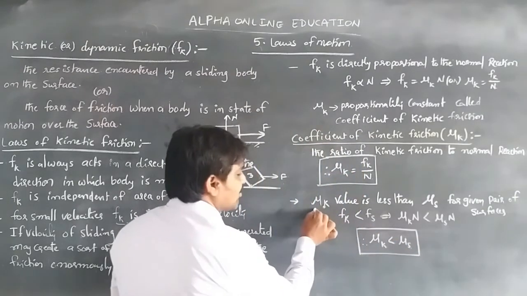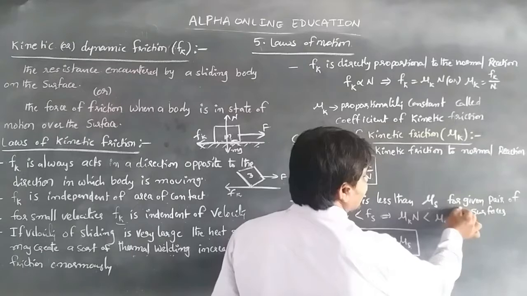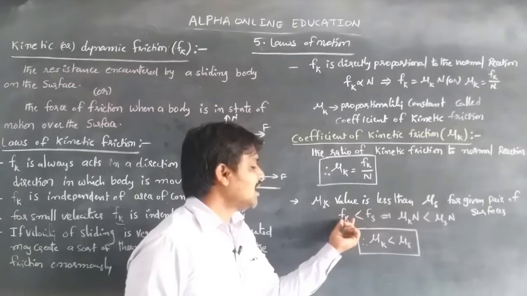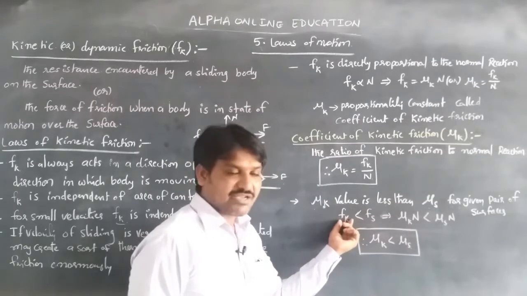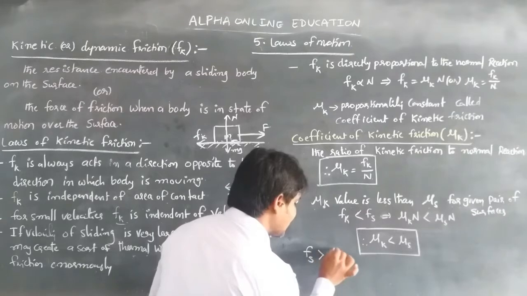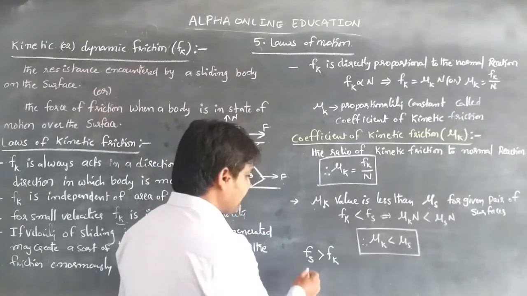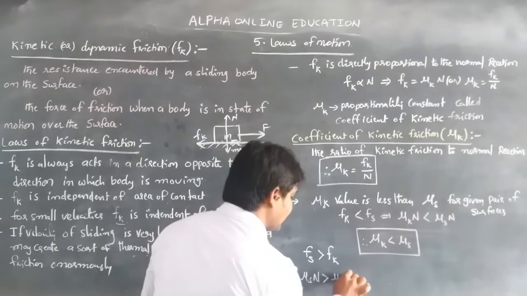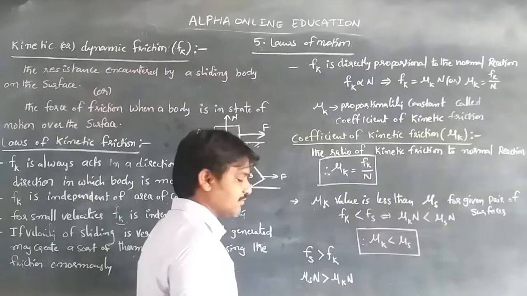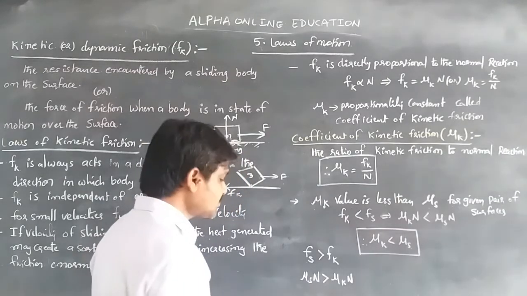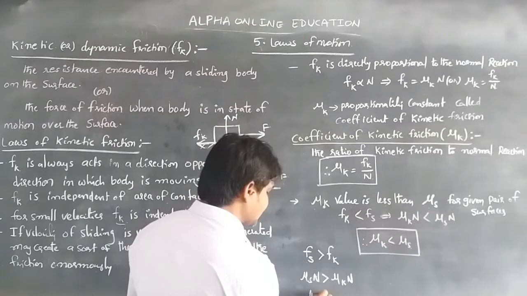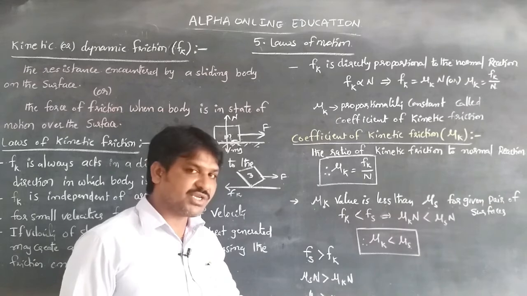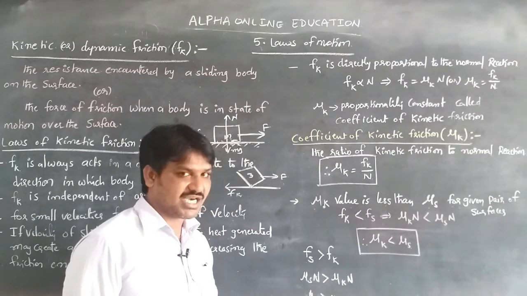So here the mu K value is less than the mu S for a given pair of surfaces. That means the static friction is greater than the kinetic friction, meaning Fs is greater than Fk. So we know that Fs is equal to mu S N, which is greater than mu K N. From the coefficient of friction formula and the laws of friction, we can get that mu S is greater than mu K. That means the coefficient of kinetic friction is less than the coefficient of static friction.